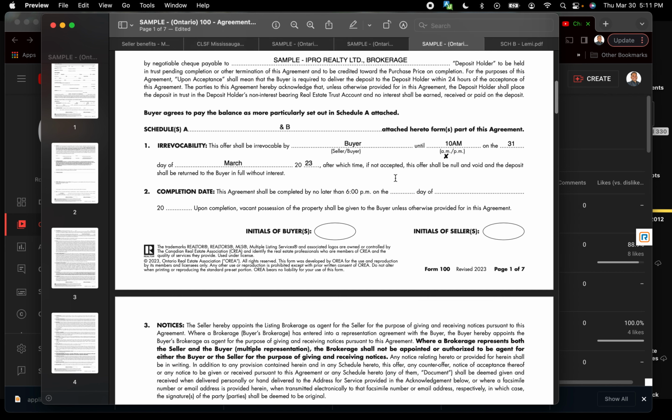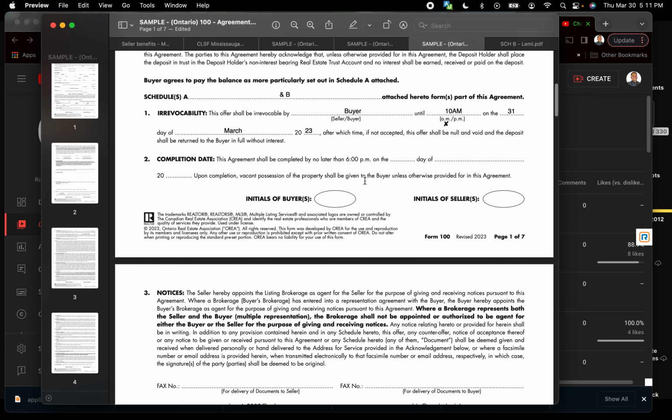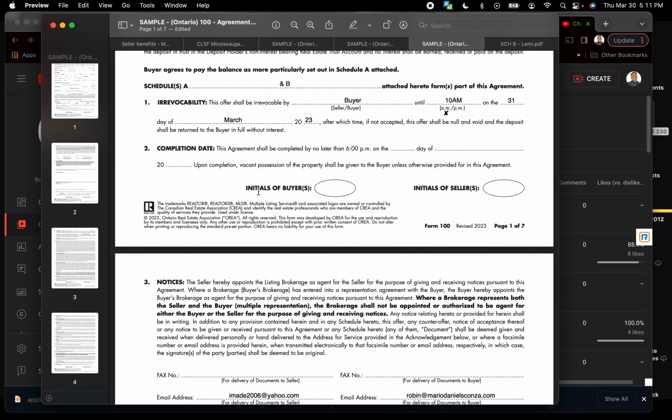The completion date is the date on which we are going to be moving into the property. So this is the move-in date, and by 6 p.m. of that date, the property shall be vacated and the buyer should be able to occupy the place.